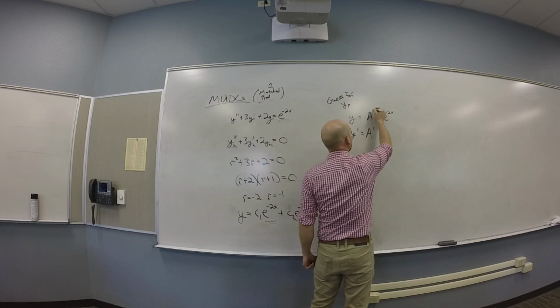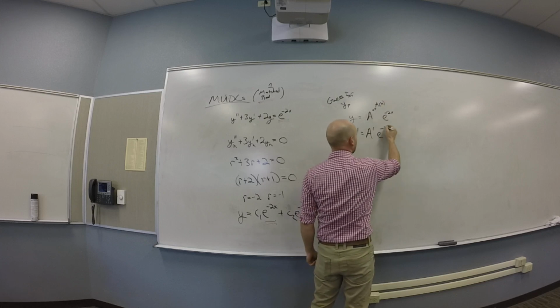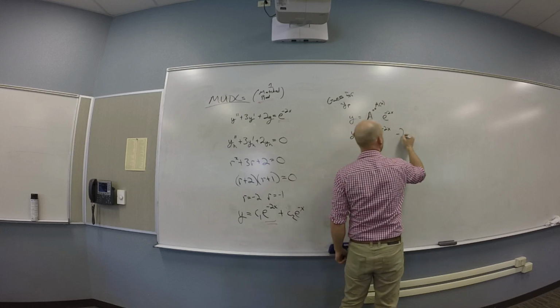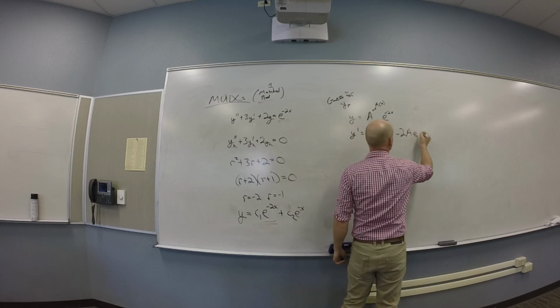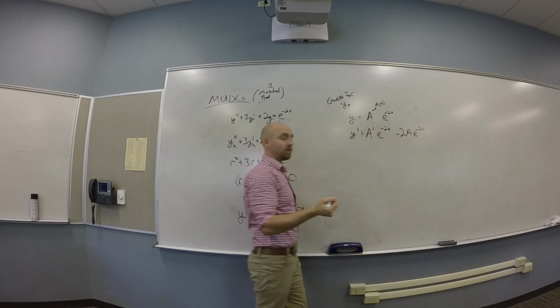So I'm just going to take a as a function of x. So I get a prime e to the minus 2x, and then minus 2a e to the minus 2x. That's a product rule, right?